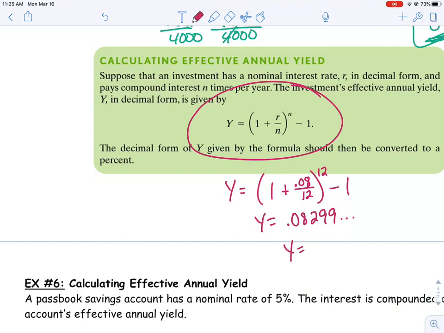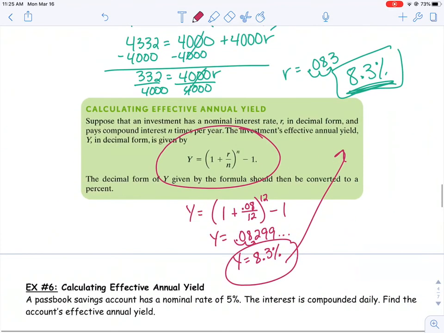Let's write it down. 0.08299, something like that, and it kept going, right? So if this is an interest rate, though, I would have to move my decimal place over to get a percent. If I'm rounding it to 2 decimal places, but there's a 9 in the back, wouldn't that really be 8.3? And so wasn't that the same number that we got before doing it the long way?